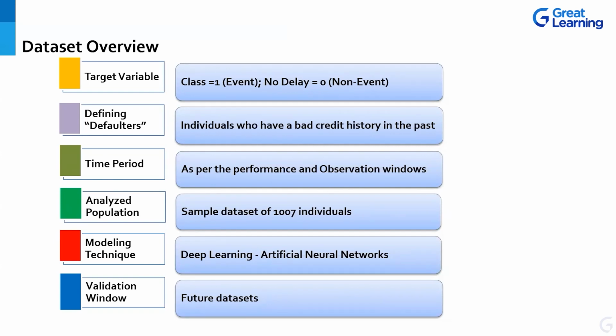Analyze population: we have a sample data set of 1,000 individuals, or the bank data set. Modeling technique: again, we'll try here an artificial neural network or deep learning algorithm. What is a validation window, which means what data set we have for the prediction. We have a validation data set available from the data set itself.